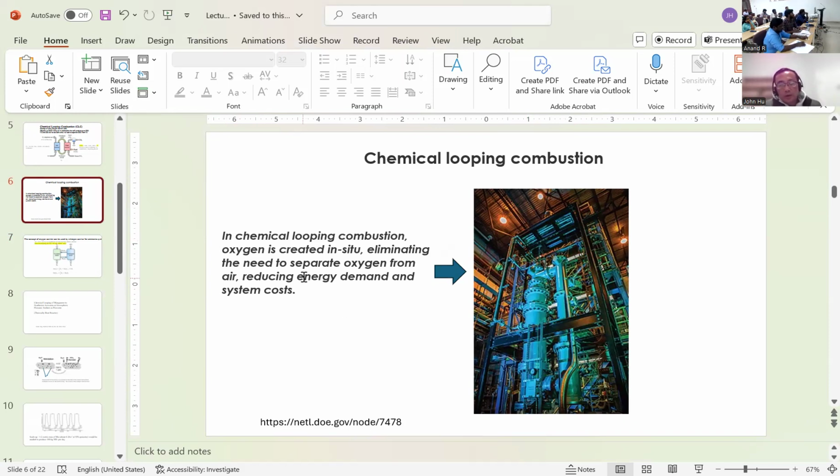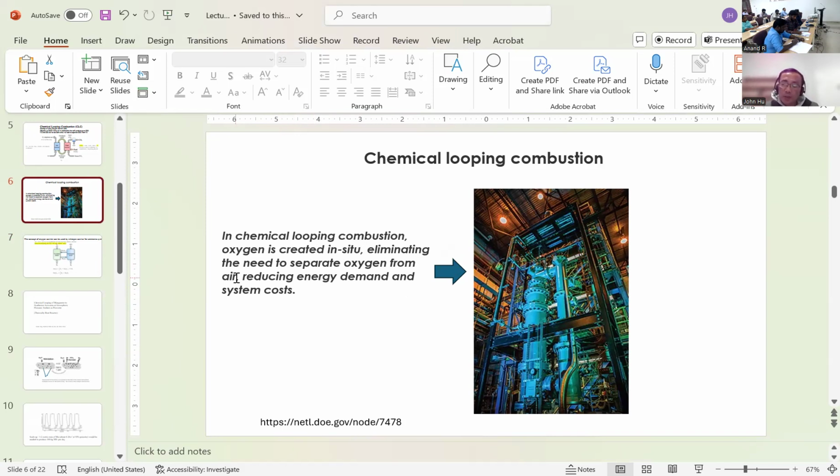I want the audience, the students, to read the notes regarding this. Please read this. In chemical looping combustion, oxygen is created in situ. That means you do not need air to burn the fuel. It's created in situ. Where? Oxygen is in the oxygen carrier. You are not going to directly have the methane or hydrocarbon interact with air, because that oxygen is in situ, it's in the carrier. Okay, so eliminating the need to separate oxygen from air.